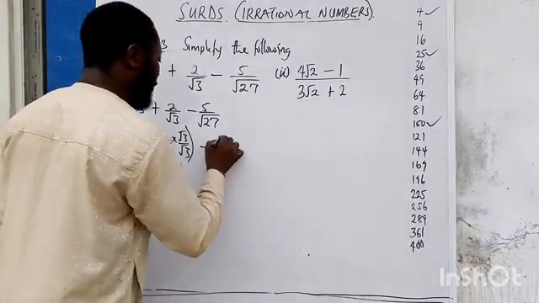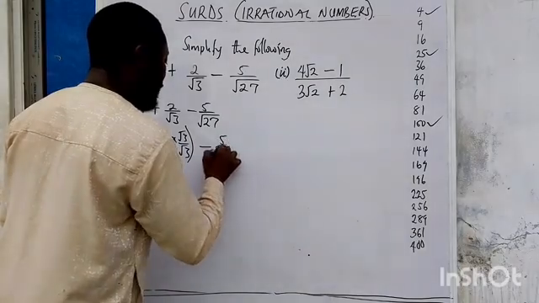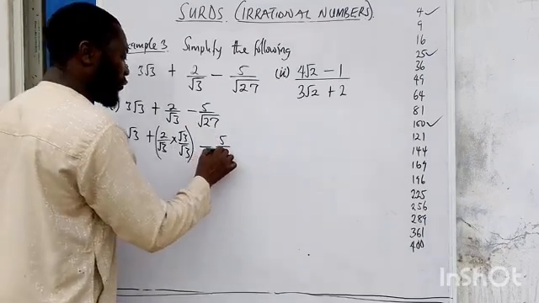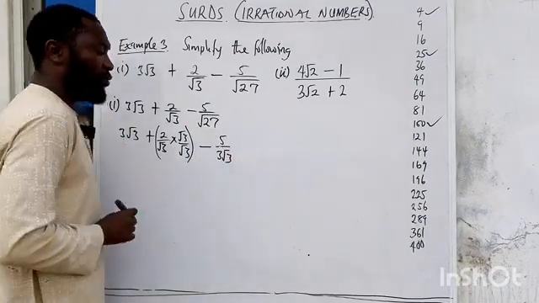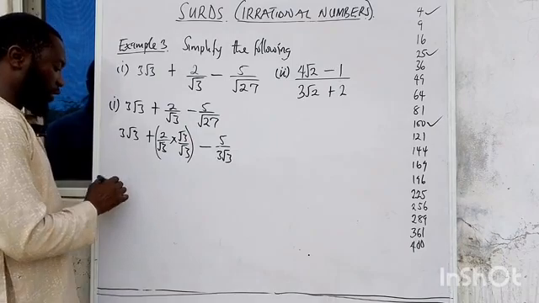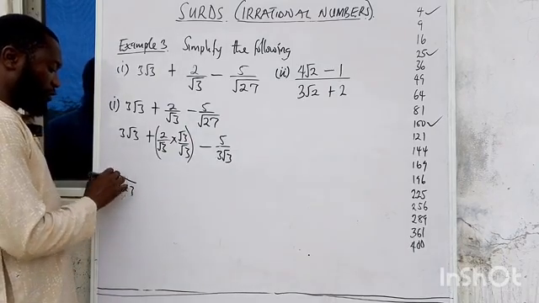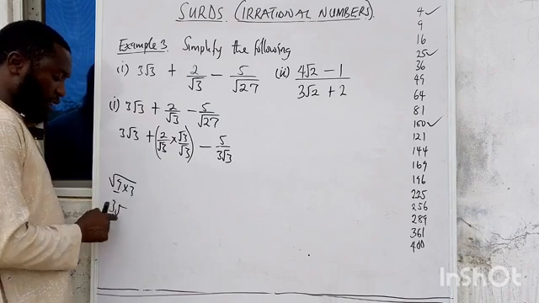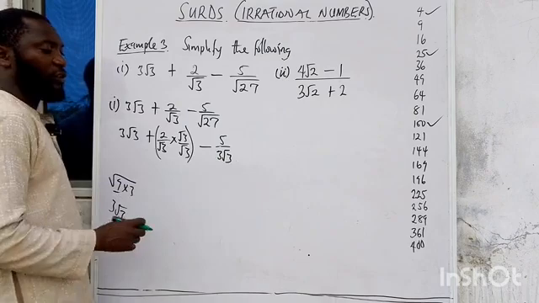Minus, you do the same here. 5 divided by square root of 27, when you reduce, is the same thing as 3 root 3. This 3, because 27 is 9 times 3. By the time you find the square root of 9, you get a 3. You cannot find the square root of 3, so it remains like this. So this is 3 root 3.